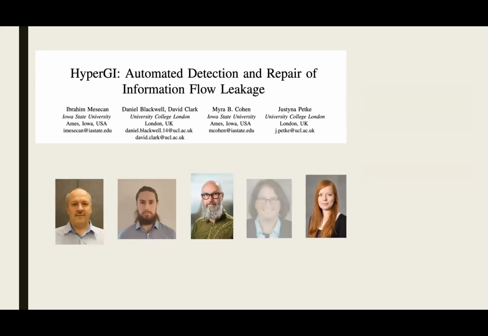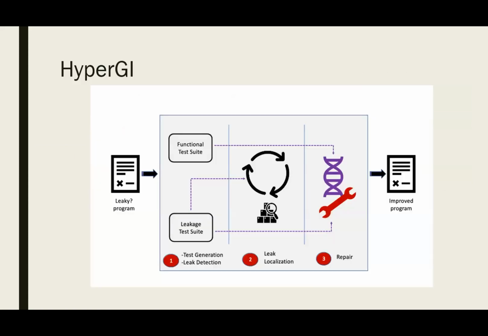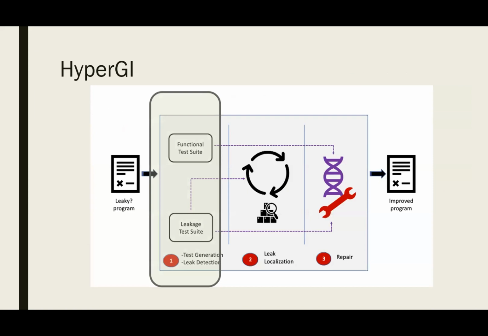So this is work I did with my student Ibrahim, with Dan Blackwell at UCL, David Clark, and Justina. Our first attempt was something we called hyper GI. We said, okay, we're going to do GI. We're going to have a functional test suite and a leakage test suite, and we're going to keep those separate. We're going to do some test generation and detect the leaks. And then we're going to use fuzzers to create our functional test suites.